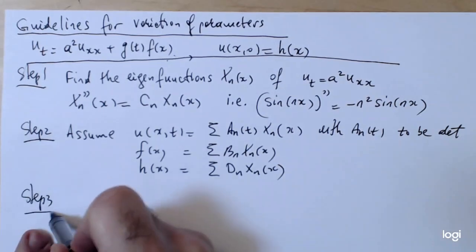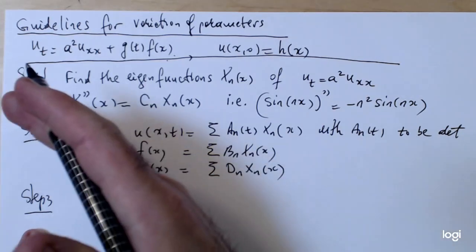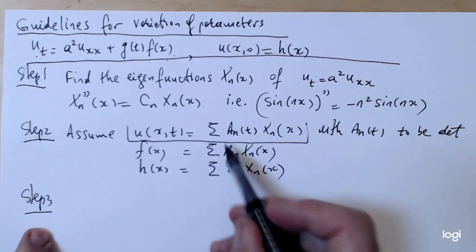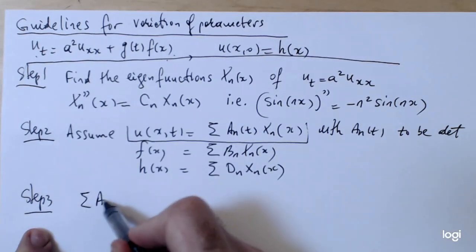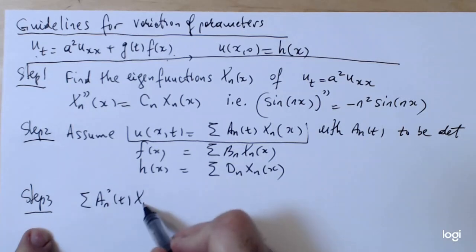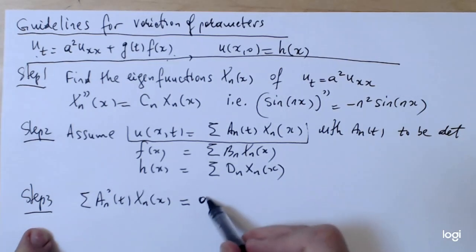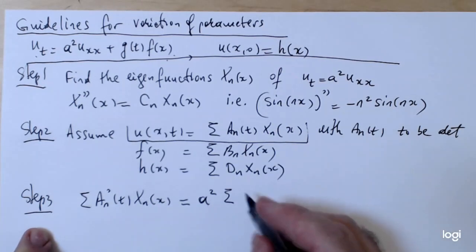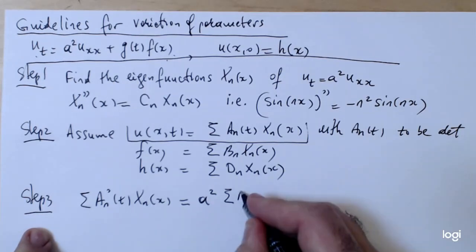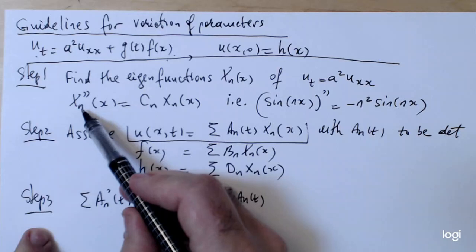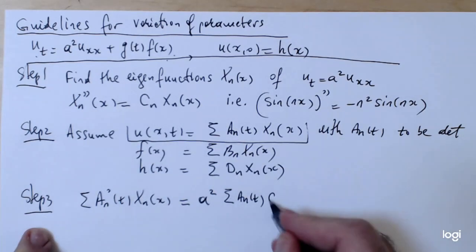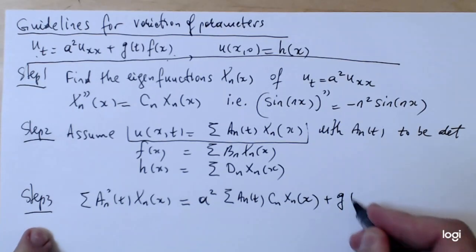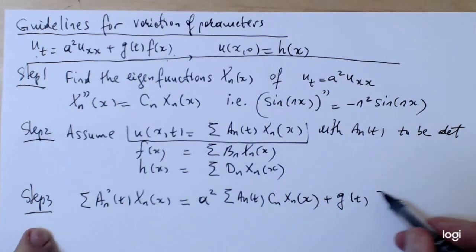In step number 3, you're going to plug in all of this stuff into the PDE. So take the solution format, plug it into the PDE. So partial t would be summation an prime of t Xn of x. Partial x twice will be an of t, and like I said, let's say Xn double prime will be cn Xn of x. And then finally g of t, and plug in the summation corresponding to f of x.